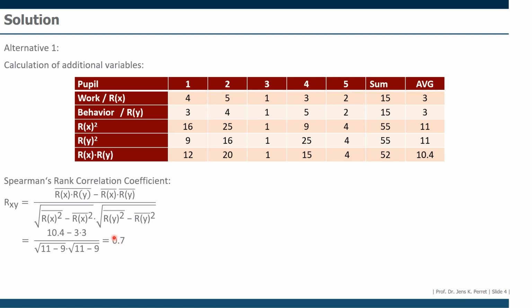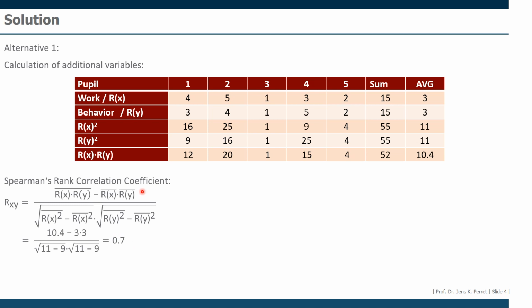Below 0.1, there's no relation at all. Between 0.1 and 0.3, there's a weak relation. Between 0.3 and 0.5, it's a medium-sized relation. And larger than 0.5, it's a strong relation. Well, that's larger than 0.5. So it's a strong positive relation we get here.